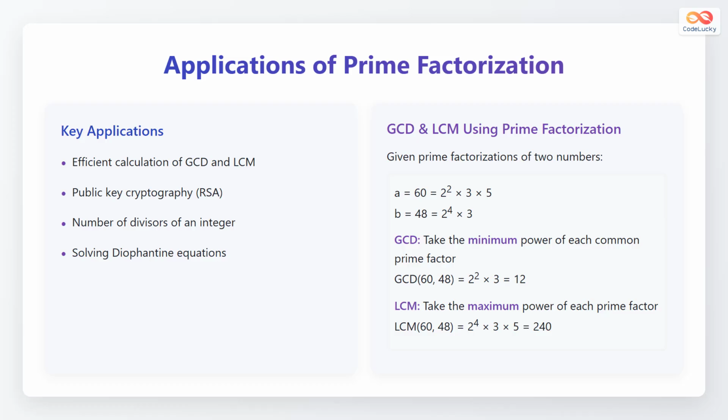Given prime factorizations of two numbers, for example, if a equals 60, which equals 2 squared times 3 times 5, and b equals 48, which equals 2 to the 4th power times 3, we can use prime factorization to find their GCD and LCM. To find the greatest common divisor, take the minimum power of each common prime factor. So the GCD of 60 and 48 is 2 squared times 3, which equals 12. To find the least common multiple, take the maximum power of each prime factor. So the LCM of 60 and 48 is 2 to the 4th power times 3 times 5, which equals 240.